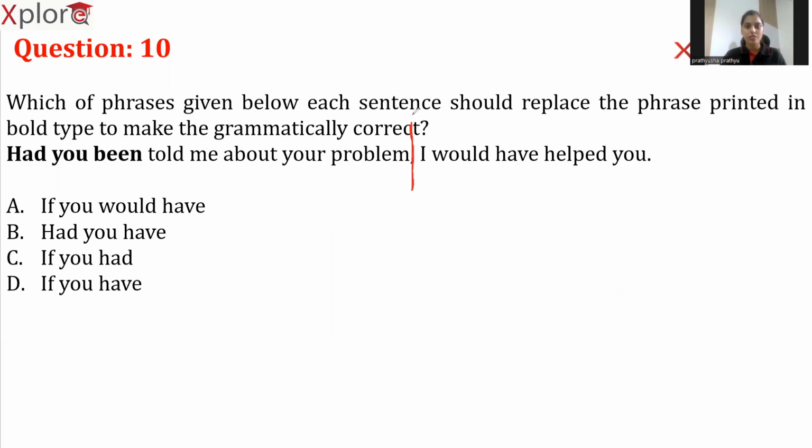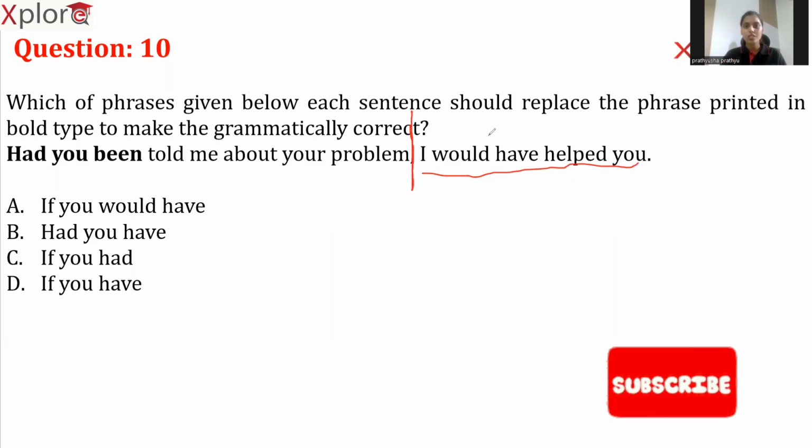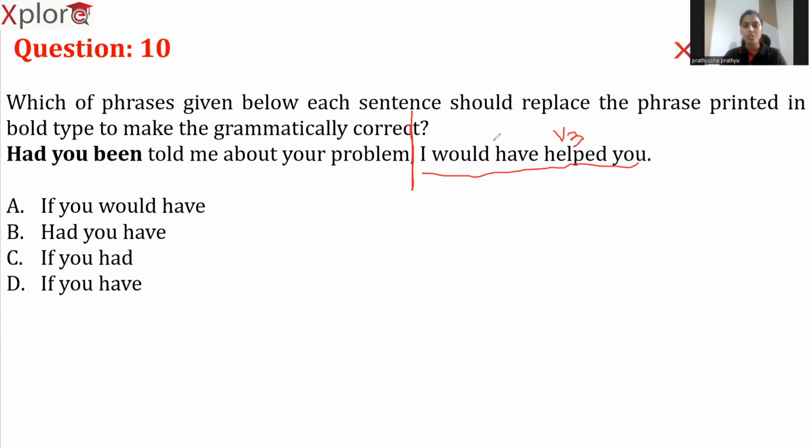We'll break this sentence. This is the main clause: I would have helped you. Would plus have plus V3. Here it is talking about the past participle, V3, since we have used the term have. So this is a conditional case. Whenever you use would plus have plus V3, we need to use the past perfect tense. So based on the main clause, the tense in this clause should be the past perfect tense.